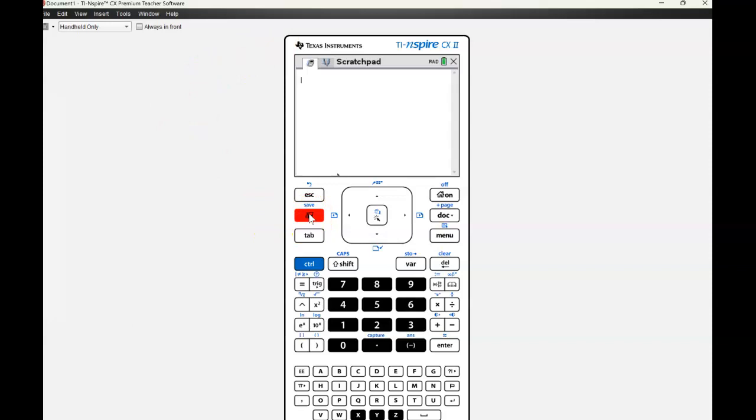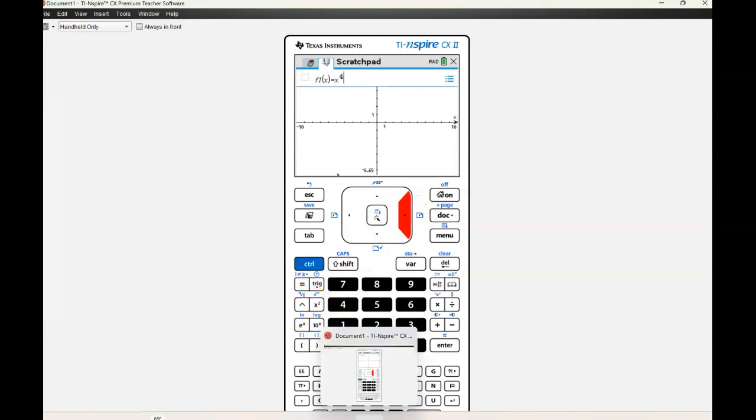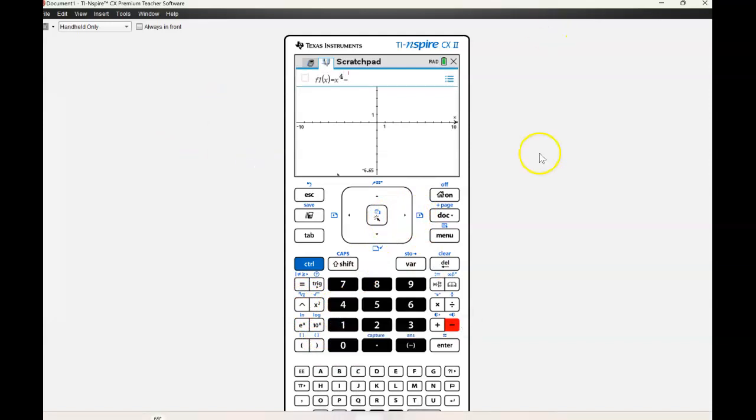Let's graph this for a minute. So, okay, go ahead and graph this quickly. So we have x to the 4 minus x cubed minus 4x squared plus 1. Okay? Do you see that?